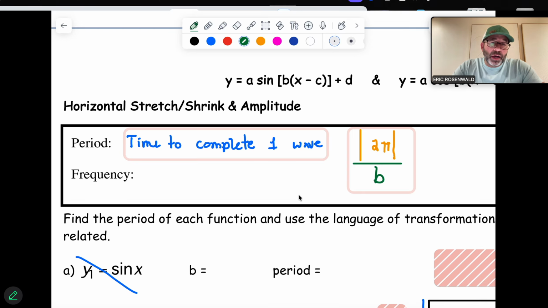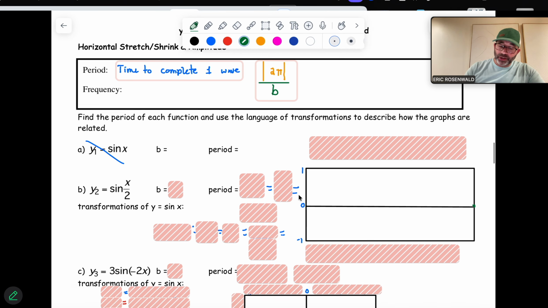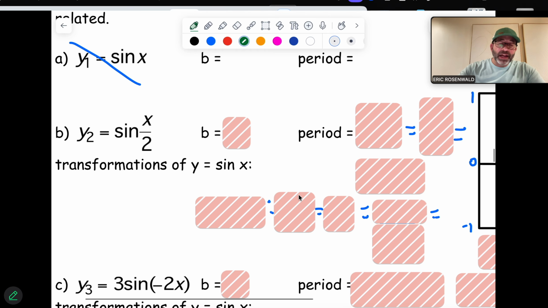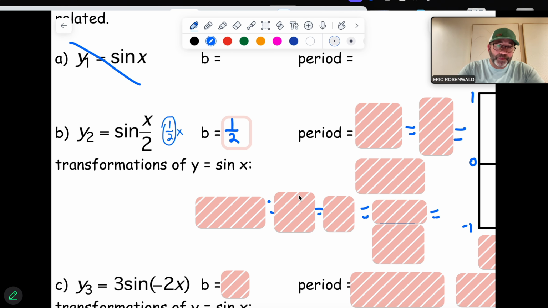The period for all of these is 2 pi divided by b. All right. Now, what ends up happening is this is where we get that reciprocal effect, and that's because we have a fraction going on here where I have 2 pi divided by b. So let's look at an example right here. If I have the sine of x over 2, this is the same as saying the sine of 1/2 x, right? So my b value in this is 1/2.